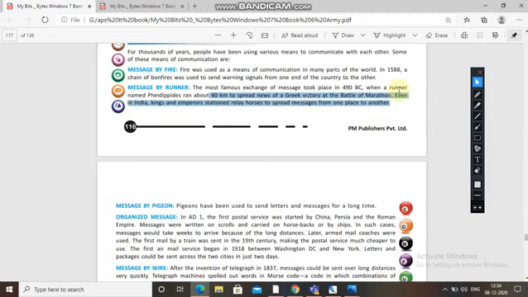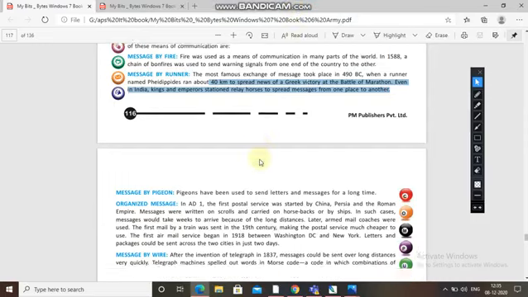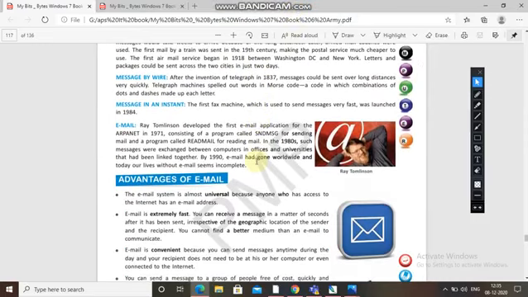Letters and packages could be sent across the two cities in just 2 days. In between 2 days only, they were sending the messages. Now message by wire. After the invention of telegraph in 1837, messages could be sent over big long distances very quickly. Then message in an instant. The first fax machine, which is used to send messages very fast, was launched in 1984.